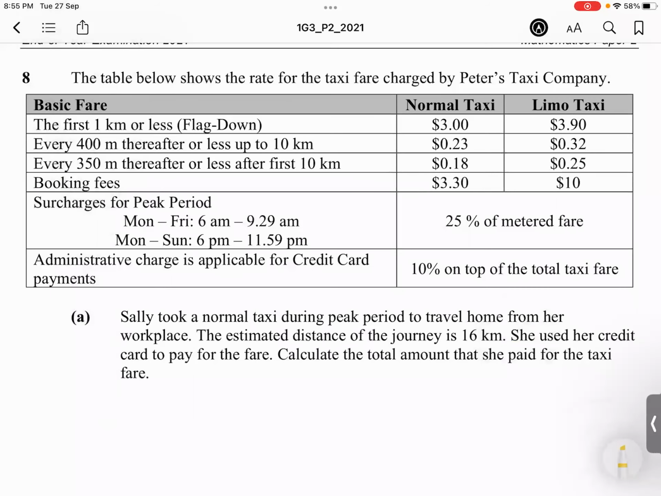Okay, the question says first kilometer, correct? They have a flag down charge, can be either normal taxi or limo taxi. Then after that, it says every 400. What is the unit here?